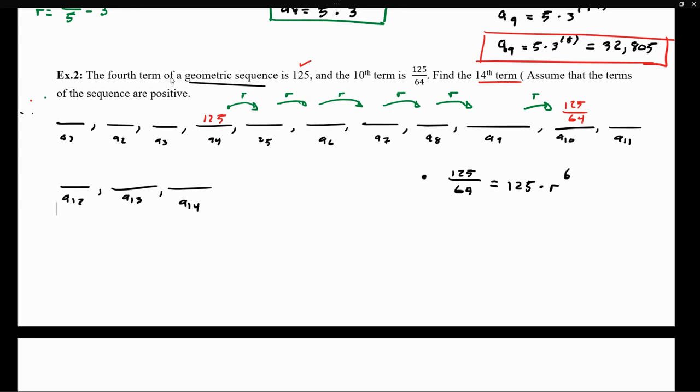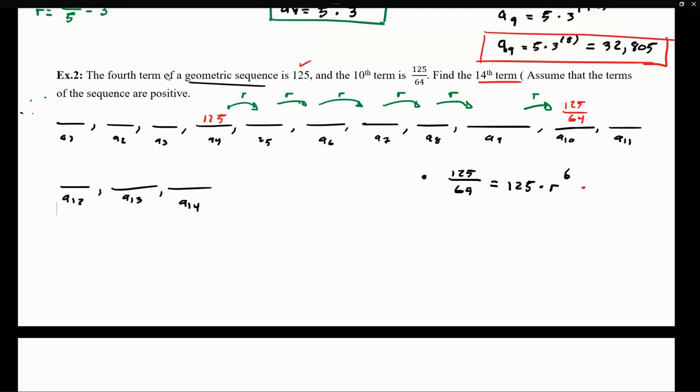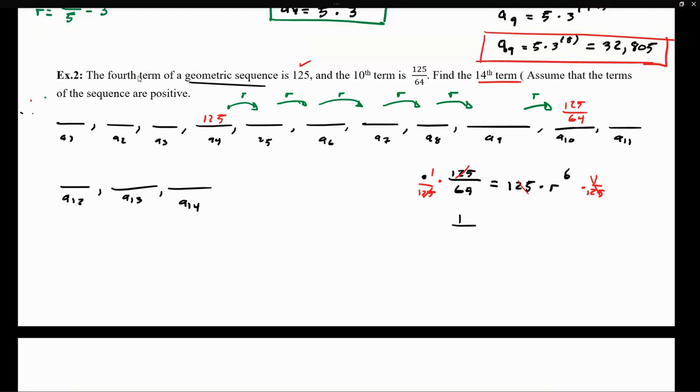And now doing this, we can definitely find the value of r. So let's solve for r. To solve for r, we're going to start by multiplying 1 over 125 on both sides. That way, notice that this is going to cancel out with this, and it just so happens that this is going to cancel out with this. So now our result is that we have 1 over 64 is equal to r to the 6th.